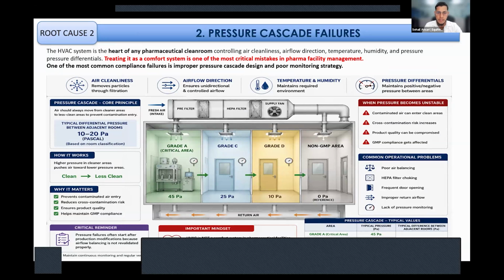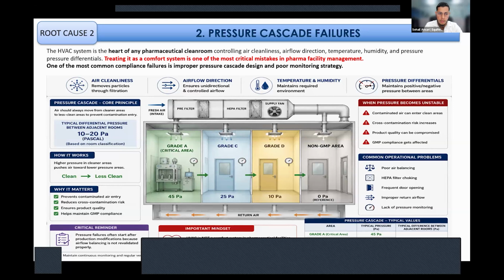Treating it as a comfort HVAC is one of the most critical mistakes in pharmaceutical facilities management. One of the most common failures is improper pressure cascade design and poor monitoring strategy. As I'm showing you on the screen, air should always move from clean areas to less clean areas to prevent contamination entry.